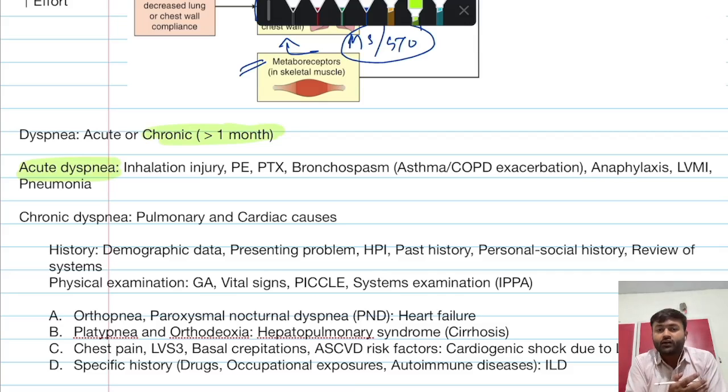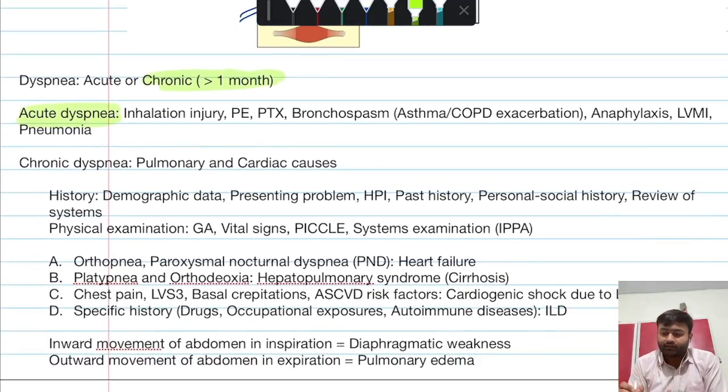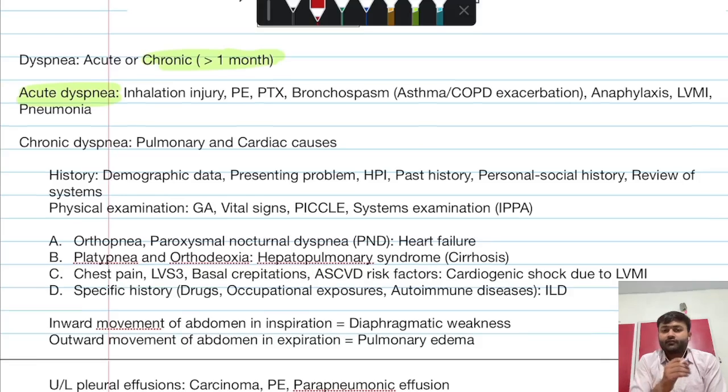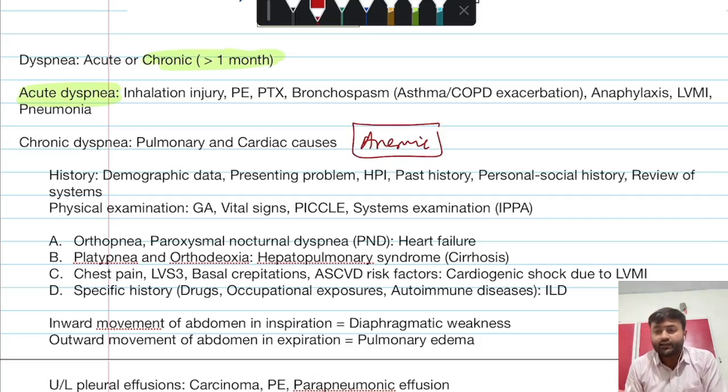Tracheobronchial injury can do it, but we will restrict the discussion to medical diseases at the moment. Then chronic dyspnea can have again many causes, like pulmonary and cardiac are the ones that should be considered first. Apart from this, one more cause that is of very high yield, or very likely to be prevalent in the Indian population, is anemia. And this is a very preventable and very treatable cause of dyspnea, and it should be remembered.